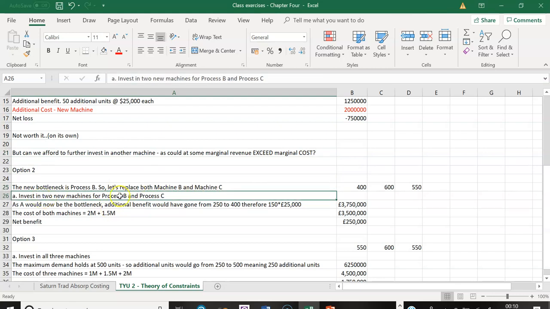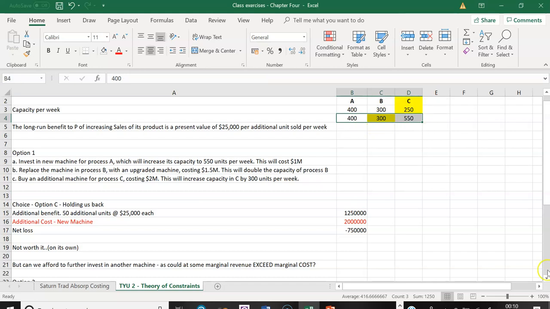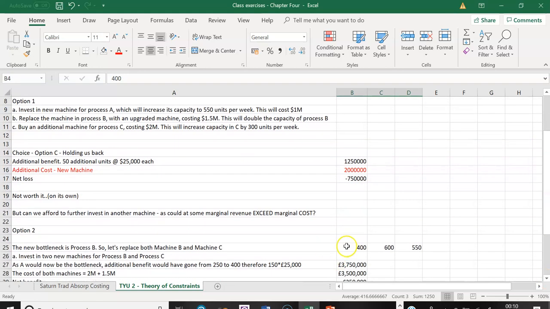If I invest in two machines for process B and C, ultimately I will have moved from here to here, because the new machine B will double the output of B to 600. So now, A will be my new bottleneck, because again, there's no point producing at 550 or at 600 because you're held by machine A.